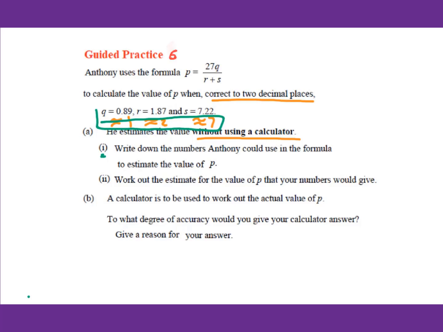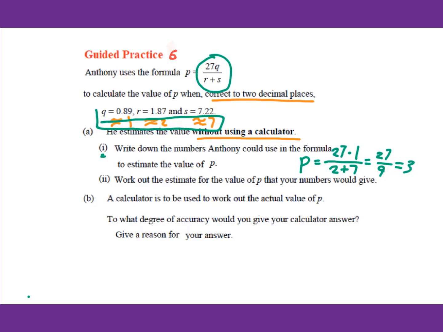For the second question, work out the estimate for the value of P. Basically, we just need to plug into this formula. We have 27 times 1 over 2 plus 7. 27 divided by 9 equals 3.